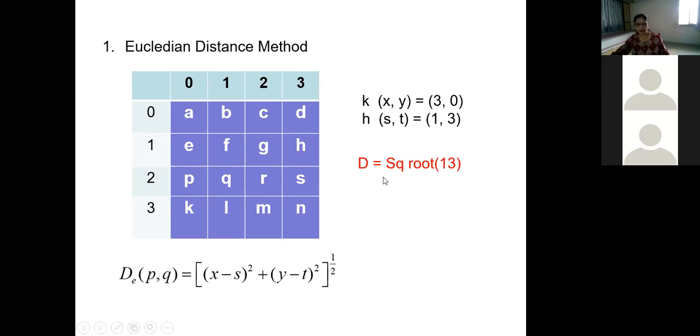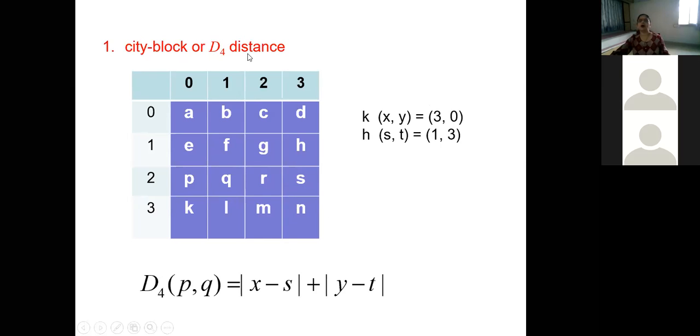Now try to find out the distance by the city block distance method. Okay. So for city block distance, we use this formula. This is your K, this is your H. So consider the absolute value of the difference between X and S. Consider the absolute value of the difference between Y and T and add the two. So type your answer for the city block method. Absolute difference. Yes, all your answers are correct. Mehak, Soumya, your answers are correct.